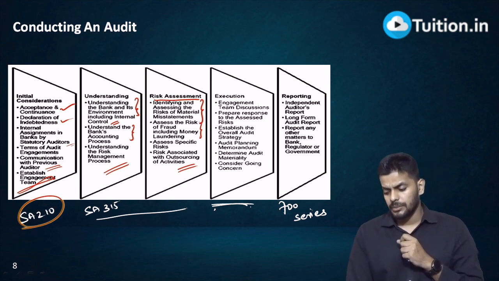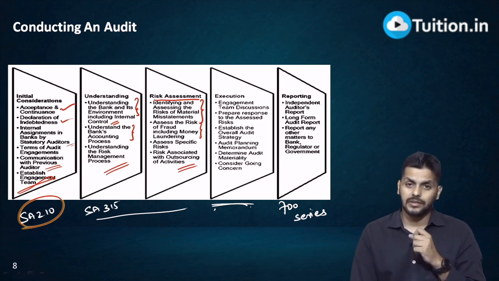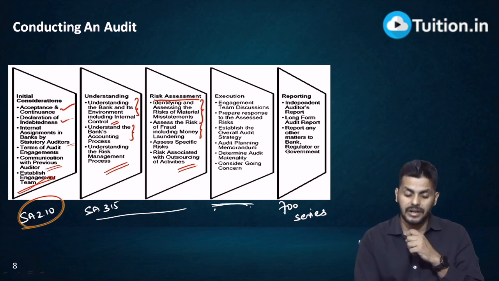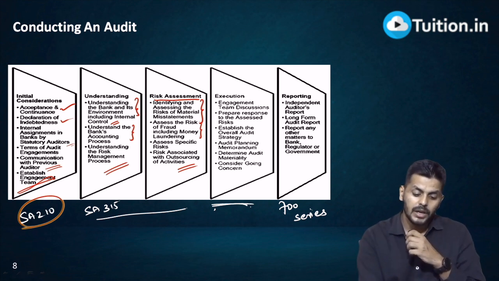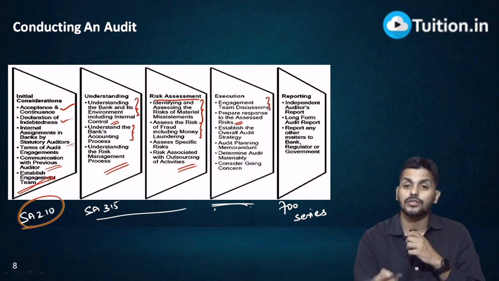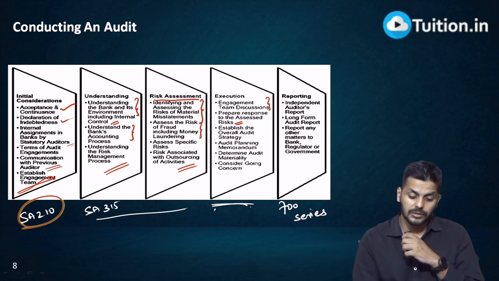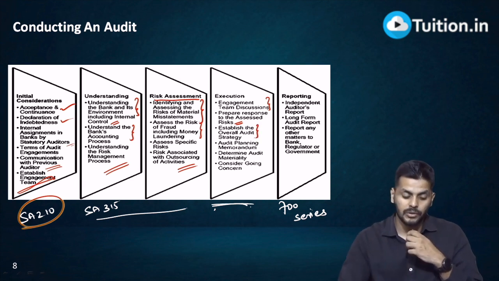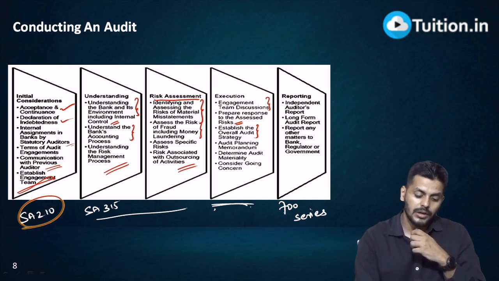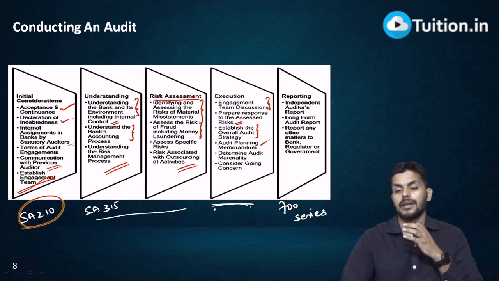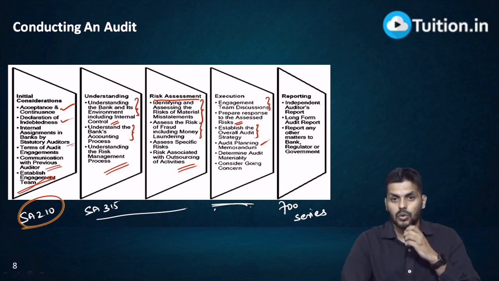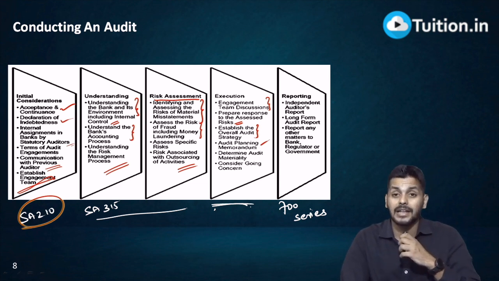Then most importantly, if you simply plan, it's not going to take you anywhere, it's not enough at all. Then what are you supposed to do? You're supposed to hold engagement team discussions, prepare responses to the assessed risk, and establish the overall audit strategy. Then prepare an audit planning memorandum.